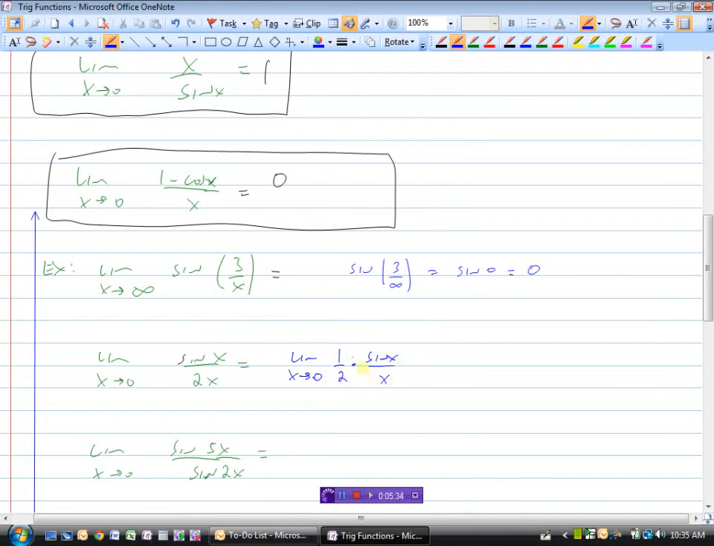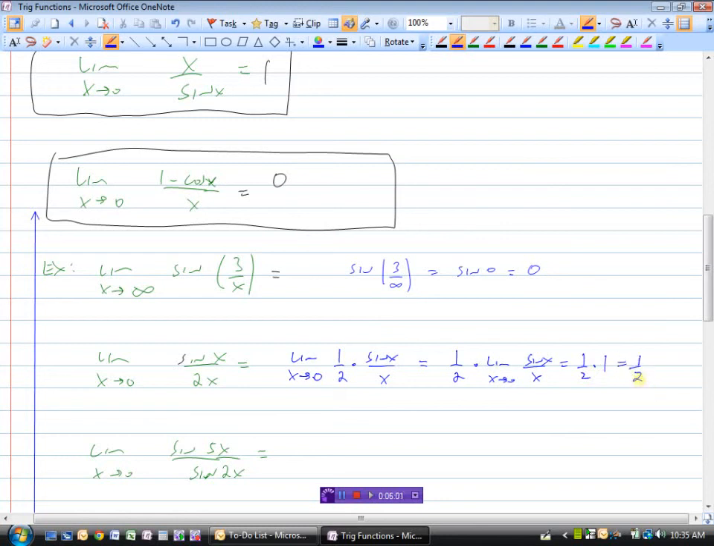Because that's really the same thing. 1 times sine x is sine x, 2 times x is x. And now, because this is a constant, it's not going to matter what x is. It'll just be 1/2 times the limit as x approaches 0 of sine x over x. And we know that the limit as x approaches 0 of sine x over x is 1. So we have 1/2 times 1, which is 1/2.